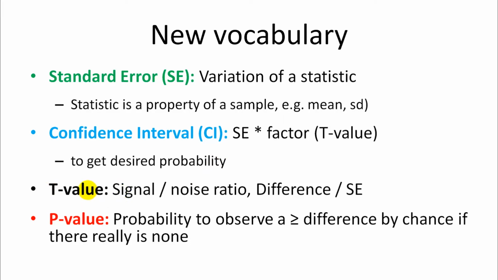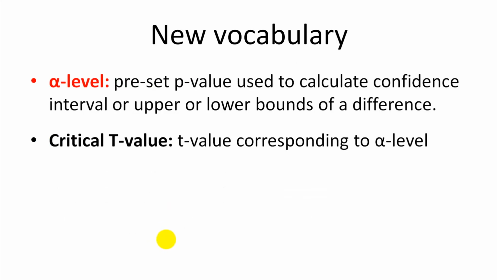That's a test statistic. And it's calculated as the difference between two means, or between the mean and an arbitrary threshold, divided by the standard error. And then finally, the p-value is the probability that I observe an equal or larger difference just by chance alone. So that the difference I see is actually a sample artifact when there really is no effect.